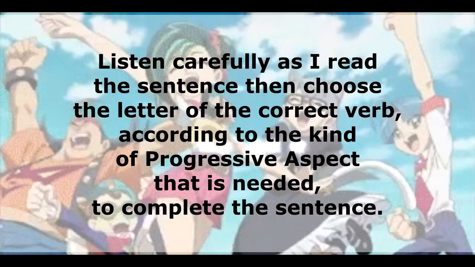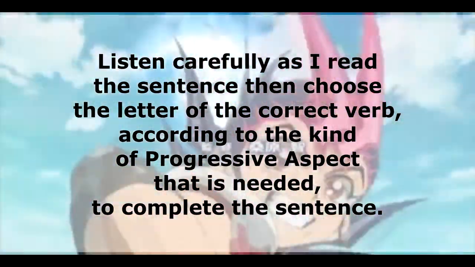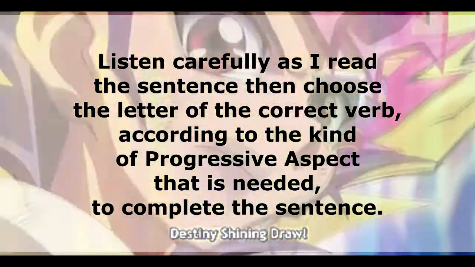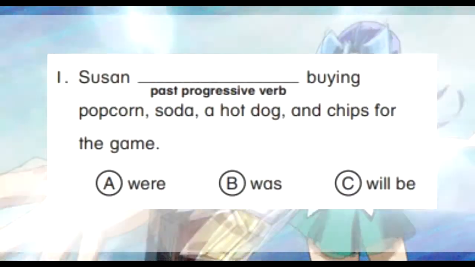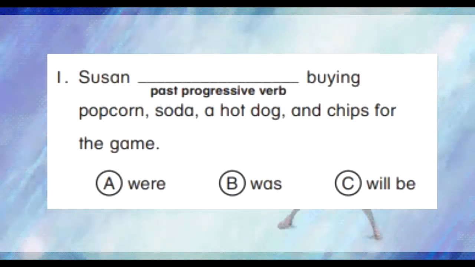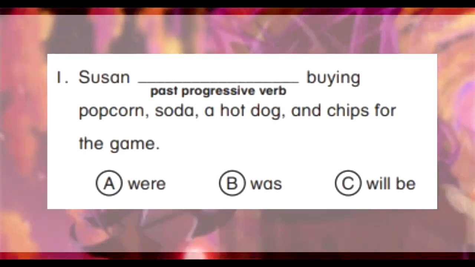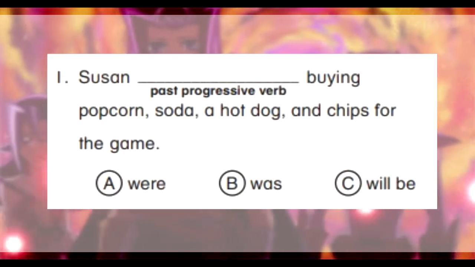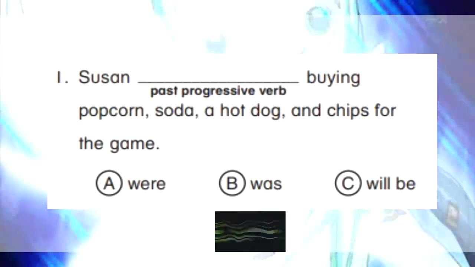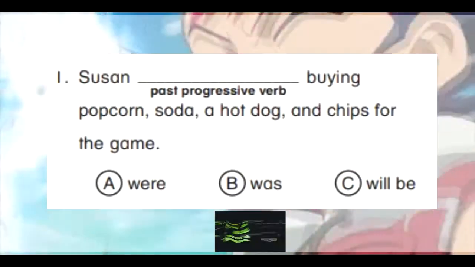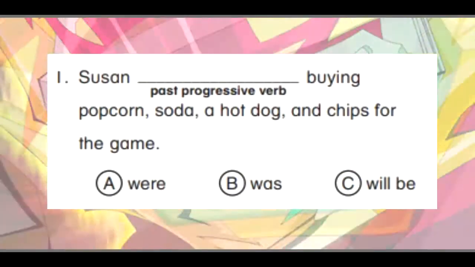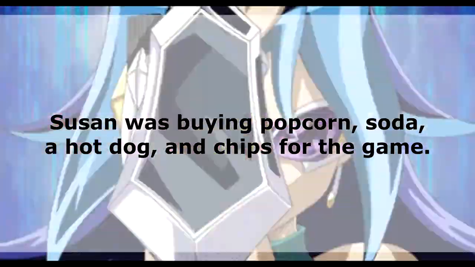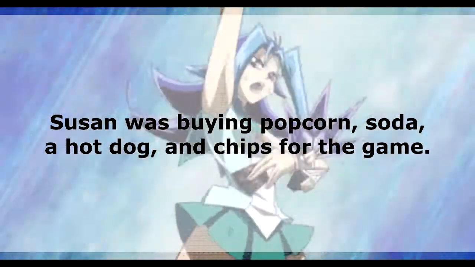Let's have another activity. Again, listen carefully as I read the sentence, then choose the letter of the correct verb, according to the kind of progressive aspect that is needed, to complete the sentence. 1. Susan, buying popcorn, soda, a hot dog, and chips for the game. Which of the following is in the past progressive tense, that is appropriate to use to complete the sentence? A. Were. B. Was. C. Will be. If your answer is B, was, then you are correct. Susan was buying popcorn, soda, a hot dog, and chips for the game.